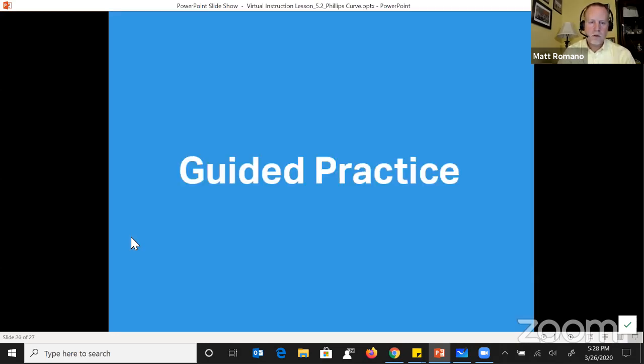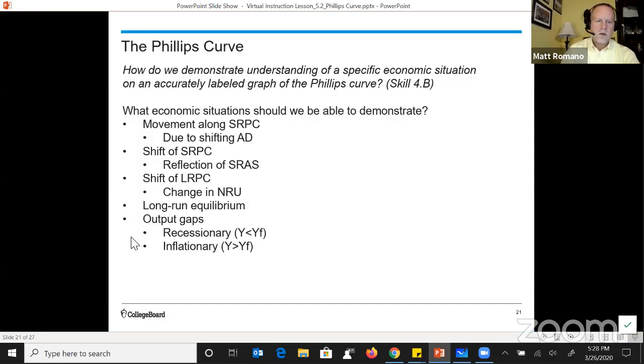Okay. Let's practice this a little bit. We've gone over most of the scenarios that you're going to see, especially within the context of AP Macro, when it comes to using the short run, long run Phillips curve model. But there is one more that we need to talk about. The skill that we want to practice within the context of this topic is, how do we demonstrate an understanding of a specific economic situation on an accurately labeled graph of the Phillips curve?